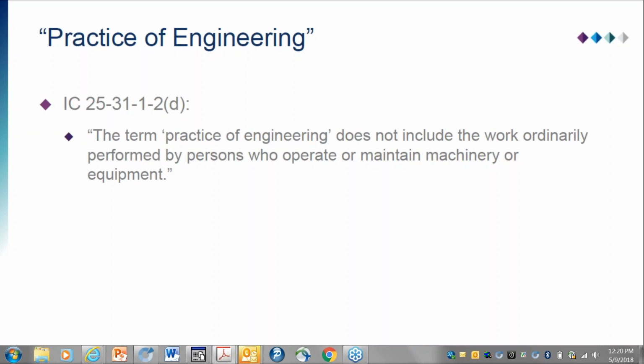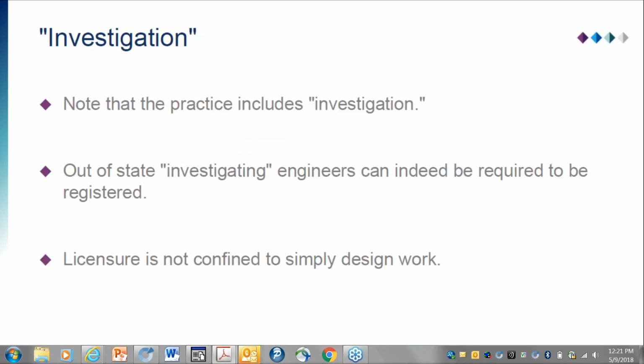And of course, the better practice would be that someone would say stationary engineer as opposed to just engineer. But we think this ought to be pretty workable over the many, many, many decades that this has been the law. Investigation is something that I find a lot of people don't seem to appreciate as fully coming within the definition of professional engineering, and more importantly, the need to be duly registered in Indiana in performing quote-unquote investigations.